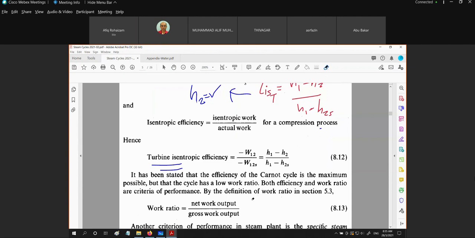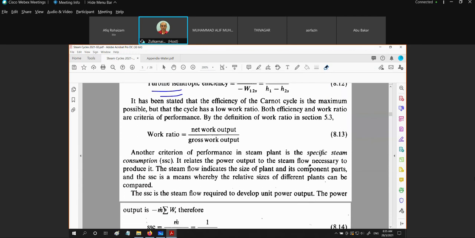Now, after talking about the isentropic efficiency, we are going to look at the work ratio. What is the work ratio? The work ratio is W net divided by W gross. W net is what we defined just now, which is the W turbine minus the W of the feed water pump. And W gross is the positive work produced by the cycle, which in this case is W turbine. We are only involving one turbine. So that is called the work ratio.